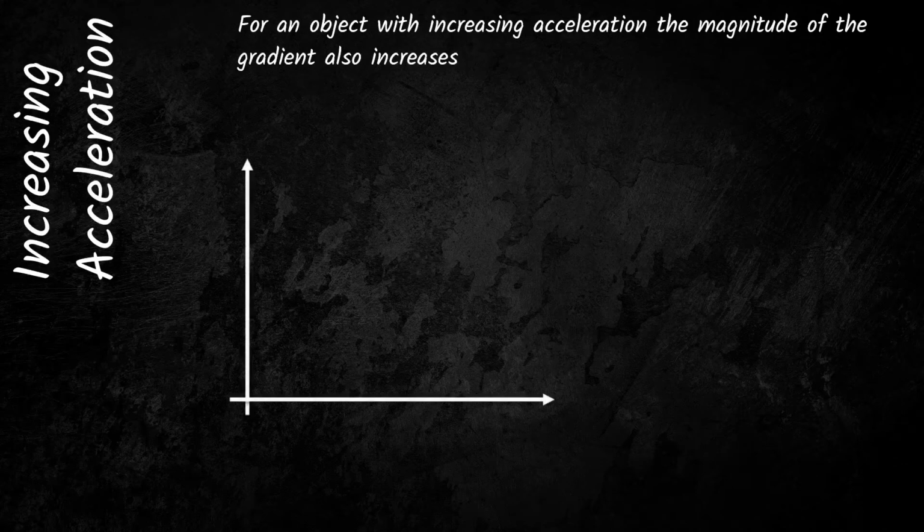So the graph would look something like this. It's going to be curving upwards. So let's say, for example, you have this point A right here with a gradient 3, and you have this point B right here with gradient 5.